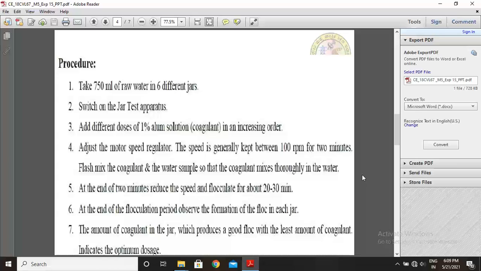At the end of the flocculation period, observe the formation of the floc in each jar. The amount of coagulant in the jar which produces a good floc with the least amount of coagulant indicates the optimum alum dose. So this is the procedure.